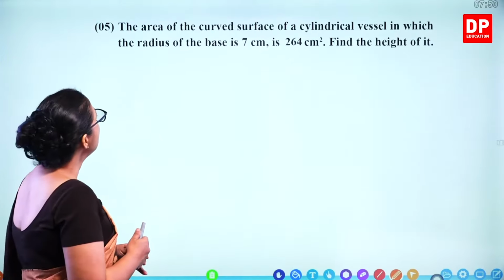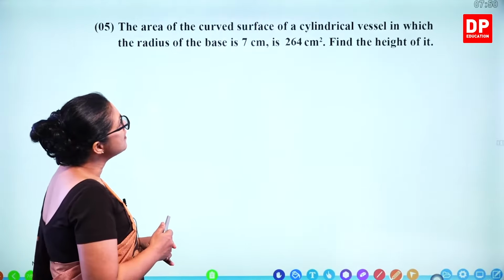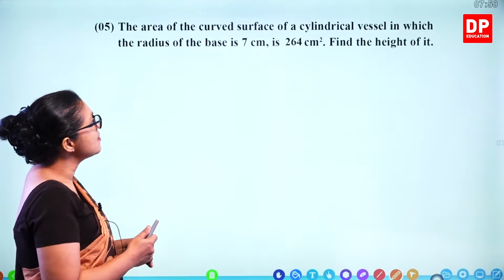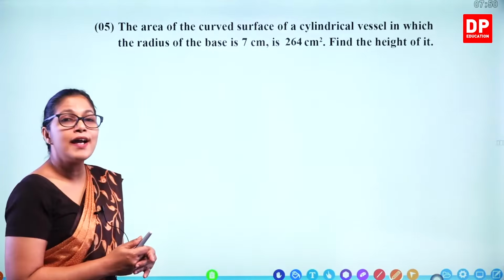Question number 5. The area of the curved surface of a cylindrical vessel in which the radius of the base is 7 centimeters is 264. Find the height of it.